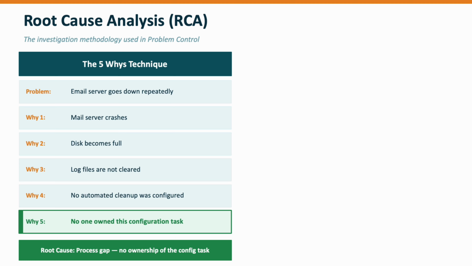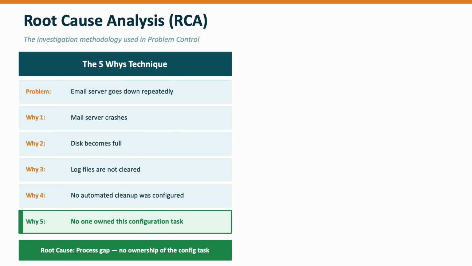So now, the mail server crashes. First question: why does it crash? Why does the disk become full? You will get some answers like people are saving wrong data onto it. Why are log files not cleared? Now you will have an answer that log files are not cleared on the system, so its disk is getting full. No automated cleanup was configured, so because of that it is there and people are not deleting it. So no one owned this configuration task. Now you have five steps, and out of those five steps you are able to identify a few things.